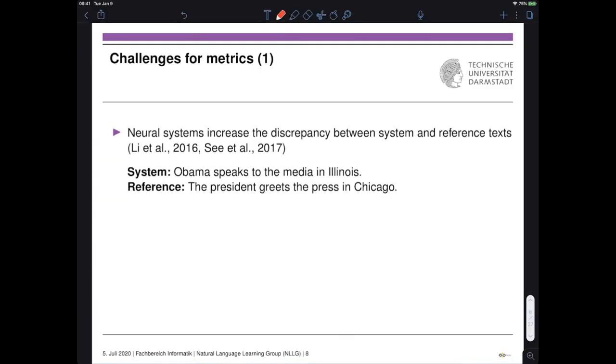Okay, let's see the challenges for these metrics. Firstly, these metrics all compute word overlaps between system-generated text and reference, so they cannot account for changes in semantics. For example, we have a system translation, "Obama speaks to the media in Illinois", and the reference text, "the president greets the press in Chicago". Those two texts don't have any word overlaps, right? But obviously, they say the same thing.